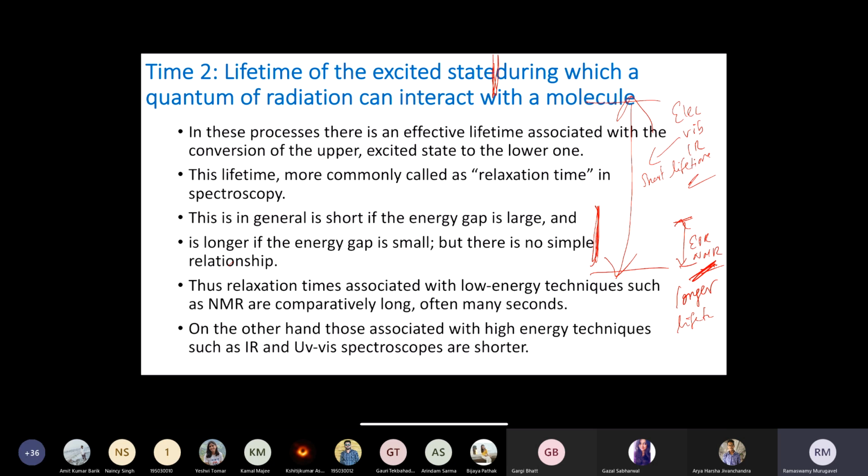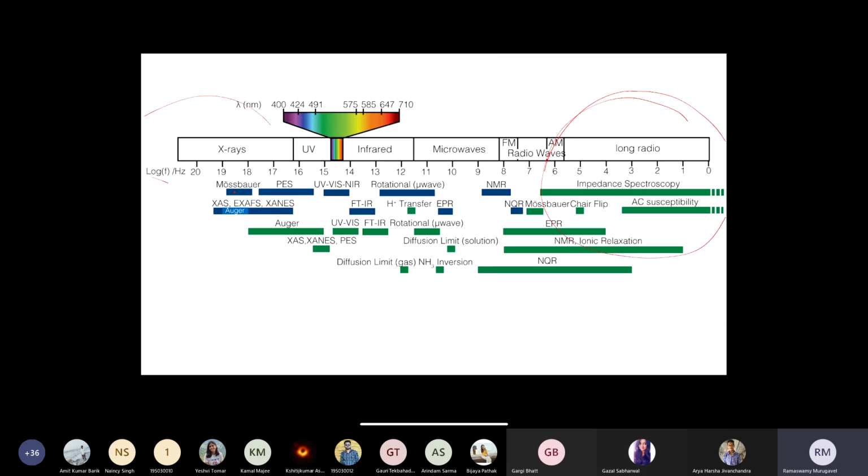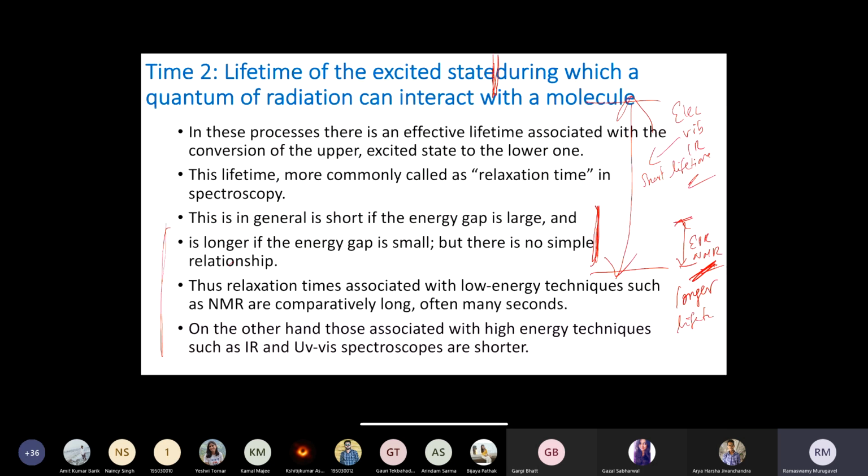This has been seen by you many times. We are talking about low energy and high energy here, and these are intermediate energy. Here you have your NMR, EPR. Here you have your X-rays, and in between you have rotational and IR. Now let us elaborate these points. Larger the gap, shorter the lifetime. Smaller the gap, larger the lifetime.